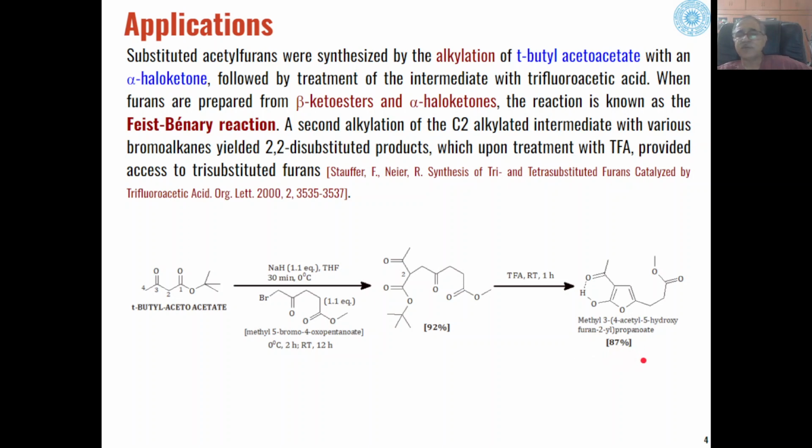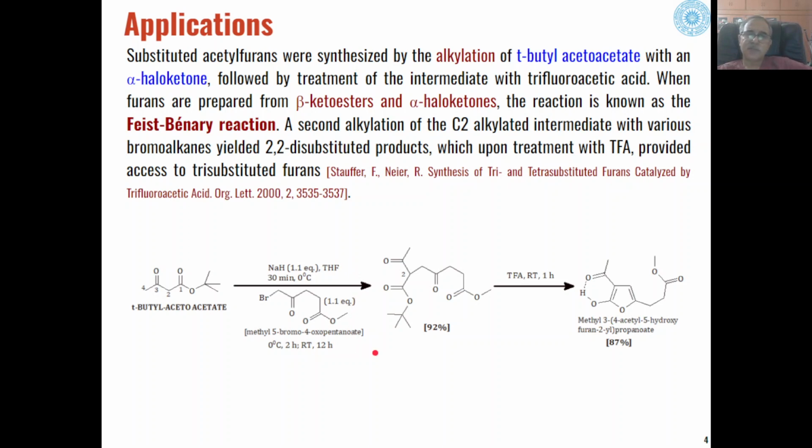So 87% of the product is formed after hydrolysis of these esters. So these furans can be prepared from beta ketoesters and alpha halo ketones, and when beta ketoesters and alpha halo ketones are used, then this reaction is known as the Feist-Benary reaction. So you can see this is a beta ketoester, and this is an alpha halo ketone.